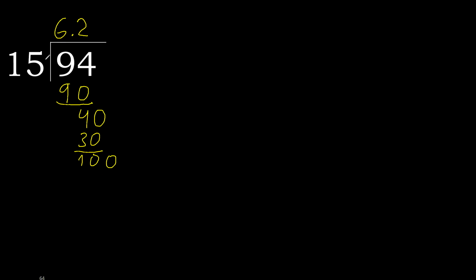100, 15 multiplied by 7 is greater. Multiply by 6, 90, 90 is not greater. Subtract, complete. 100, 15 multiplied by 6, 90. Subtract, complete.